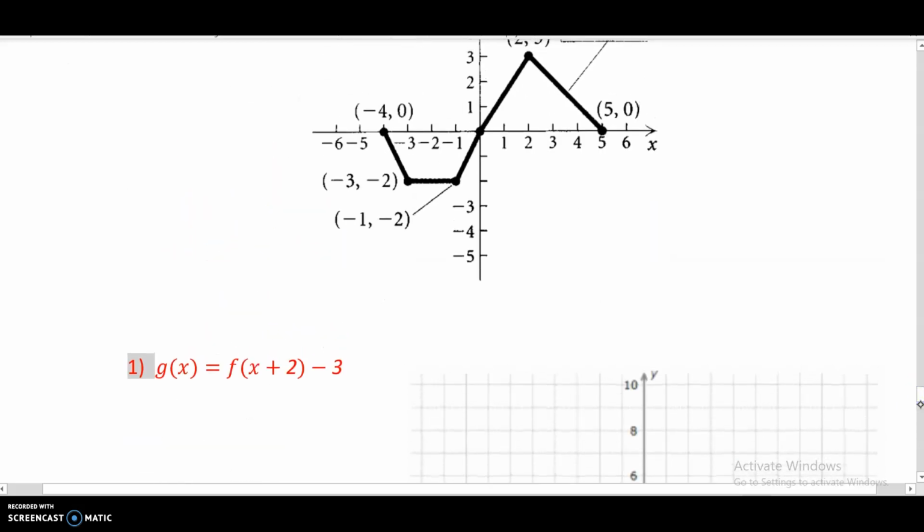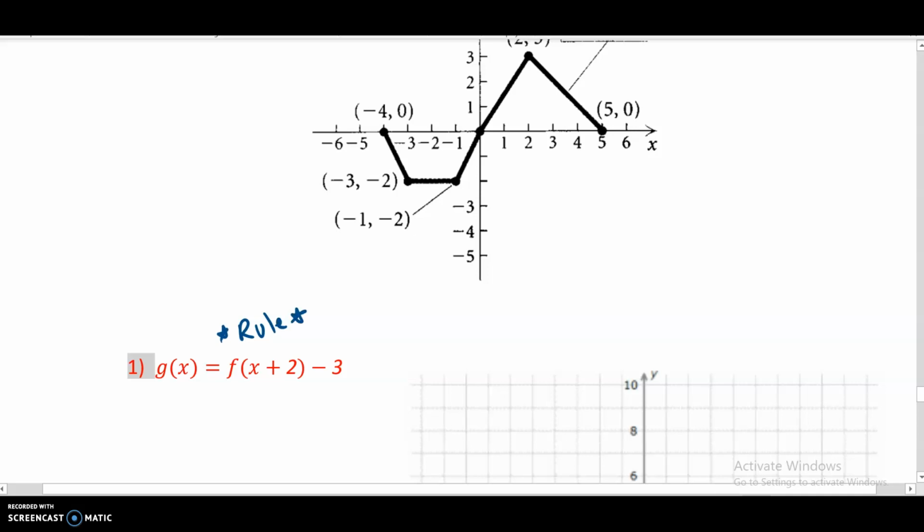Starting with number one, you see a function rule for g of x. And this is where it might look different than your regular equation. You'll see an f of x in there, but it's really f of x plus 2. So instead of looking at this like an equation where you have inputs and outputs, I want you to think of this as a function rule.